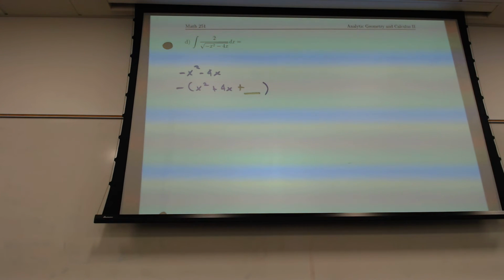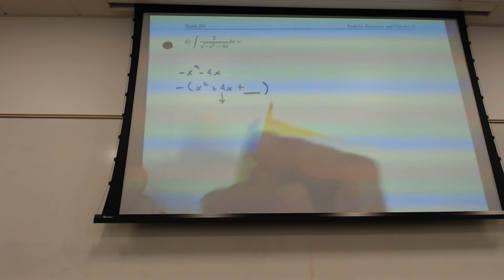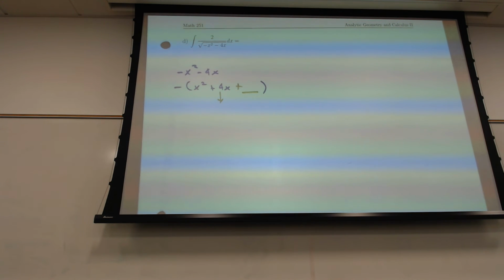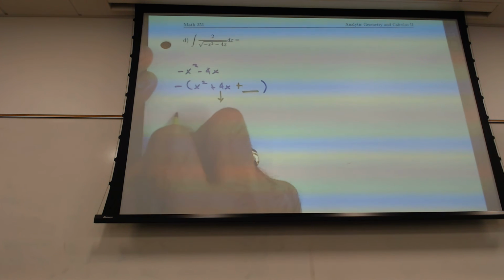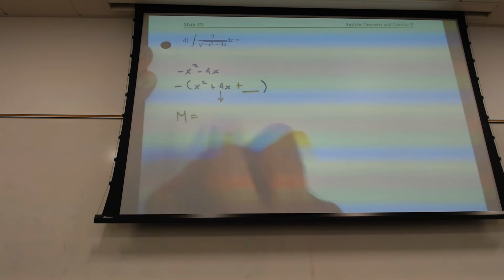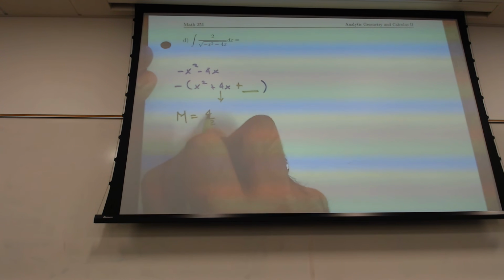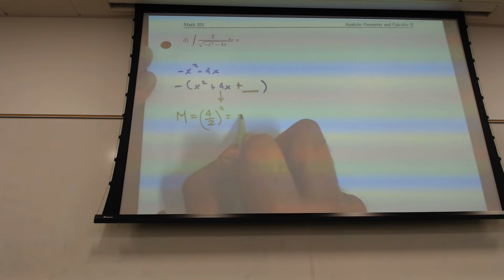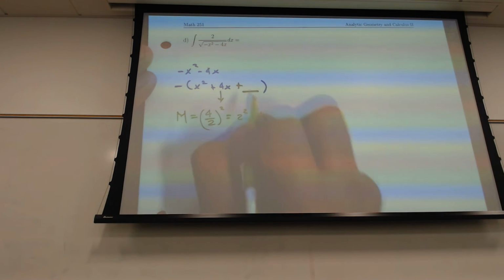So what is that number and how do we find it? To find that number, what do we do? Half of the middle coefficient, the number that multiplies x to the first power, and then square that number. So let's call it n for mysterious number. That's 4 over 2, quantity squared. 4 over 2 is a 2, and squared, that's a 4.